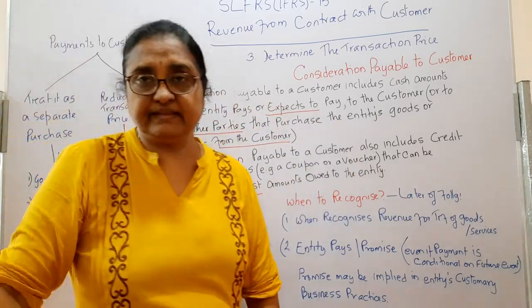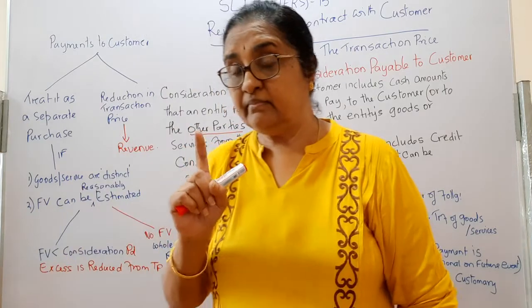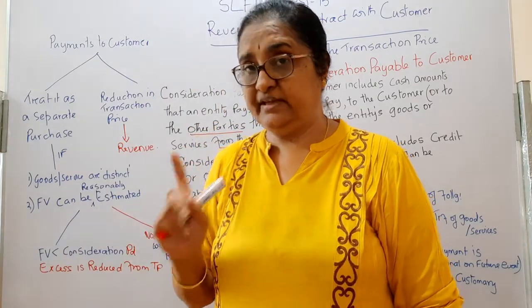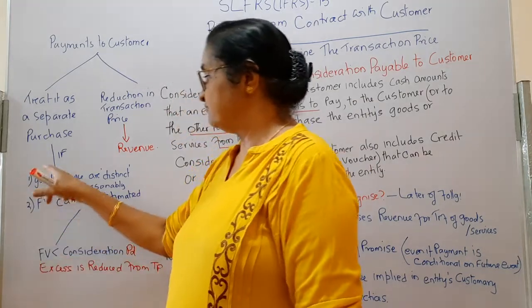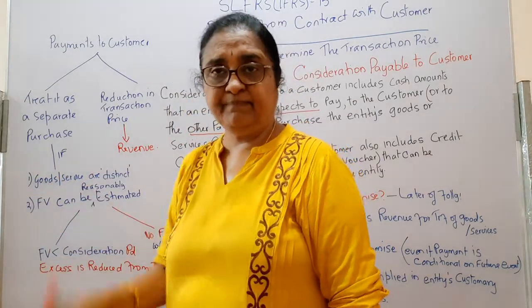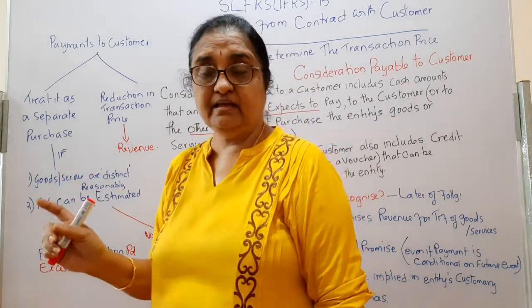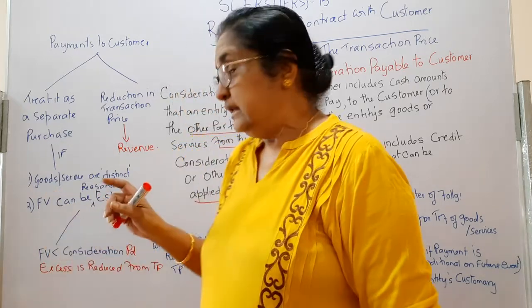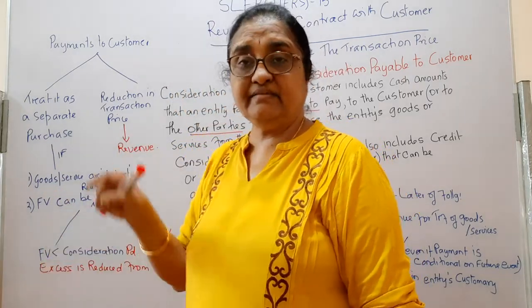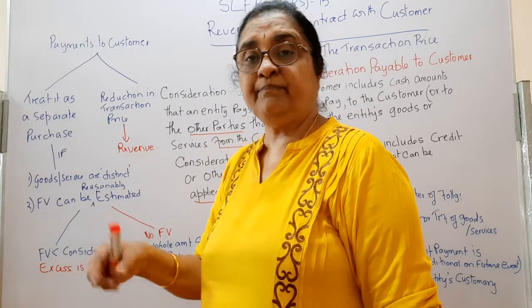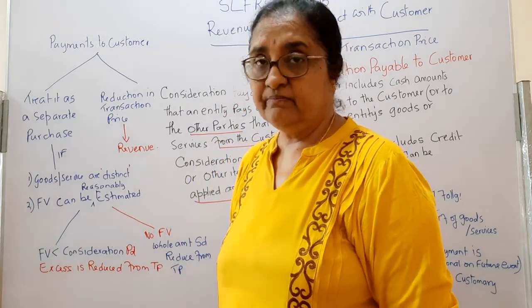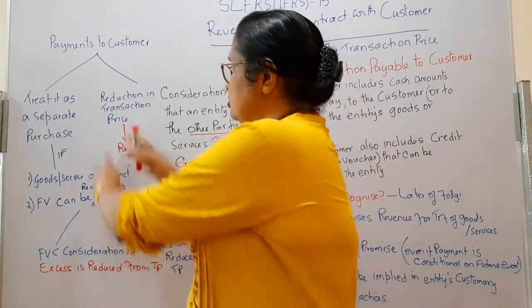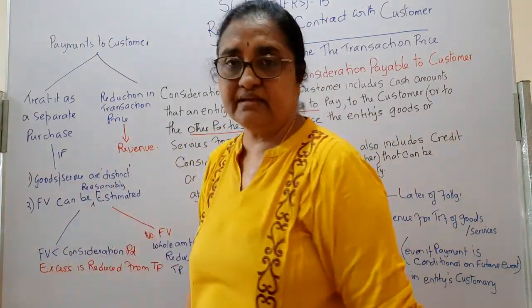So the standard is careful, so that there is no revenue manipulation. What the standard says is, if the fair value of goods and services supplied by the customer to the entity is less than the consideration paid, that means you have paid more than the fair value, then the excess should go against the reduction of the transaction price.